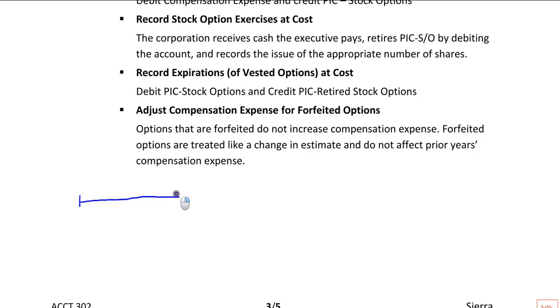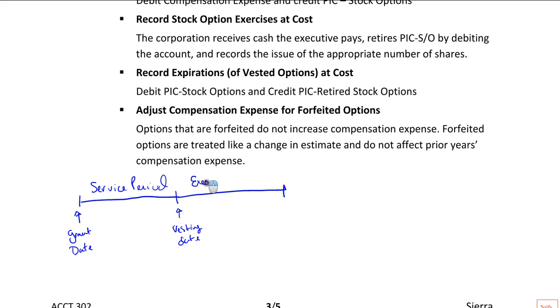We have this thing called the service period. This ends with a vesting date. Here is a grant date. What is being granted is essentially a compensation contract related to the stock options. So when the contract starts, that's called the grant date. And this last period, call it the exercise period. Okay. And right here is expiration. So if you haven't exercised the options by the expiration date, that's it.